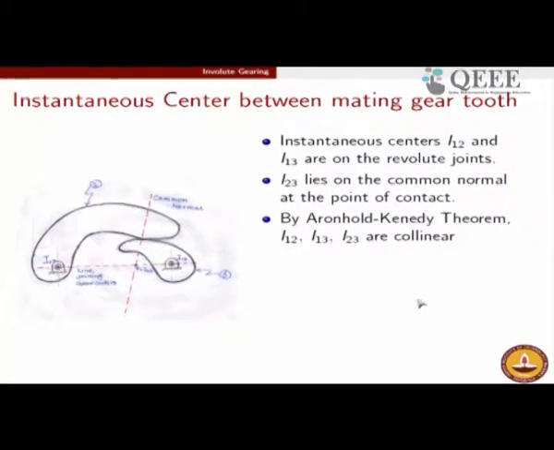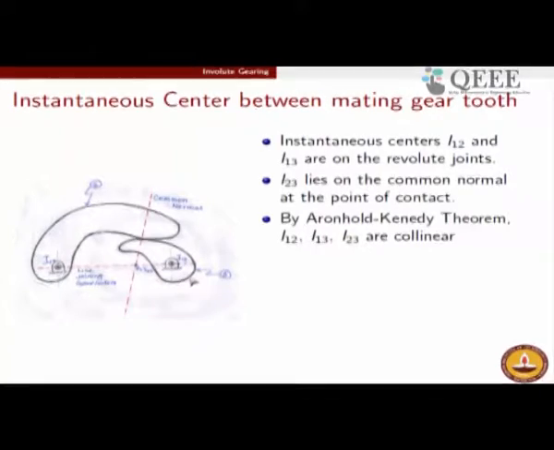But to specify where exactly it is located, we invoke what is called the Aronhold-Kennedy theorem. Again, this is a result which comes from your basic discussions in mechanisms. Please look back at this Aronhold-Kennedy theorem and the proof of it, but the essential result is the following. The Aronhold-Kennedy theorem states that when you are talking about the relative instantaneous centers between three bodies, all these three relative instantaneous centers have got to be collinear.